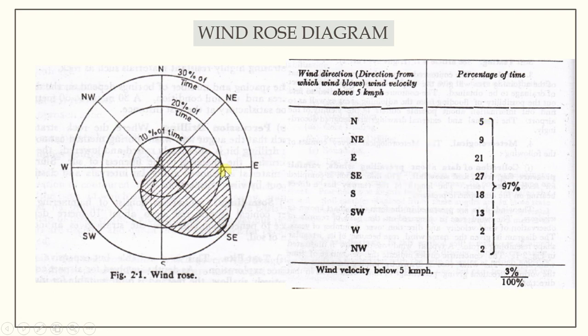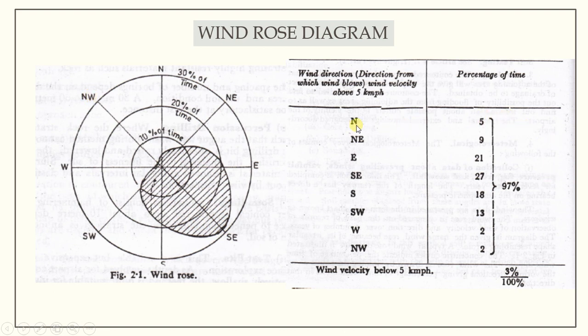So if you see now how to plot a wind rose diagram. I have already discussed how to plot concentric circles of a particular percentage of the time by selecting a suitable scale. So here it is 10% of the time, 20% of the time and 30% of the time, along with the direction. So this shows north, east, south and west, and in between these northeast, southeast, southwest and northwest. So here is given the percentage.